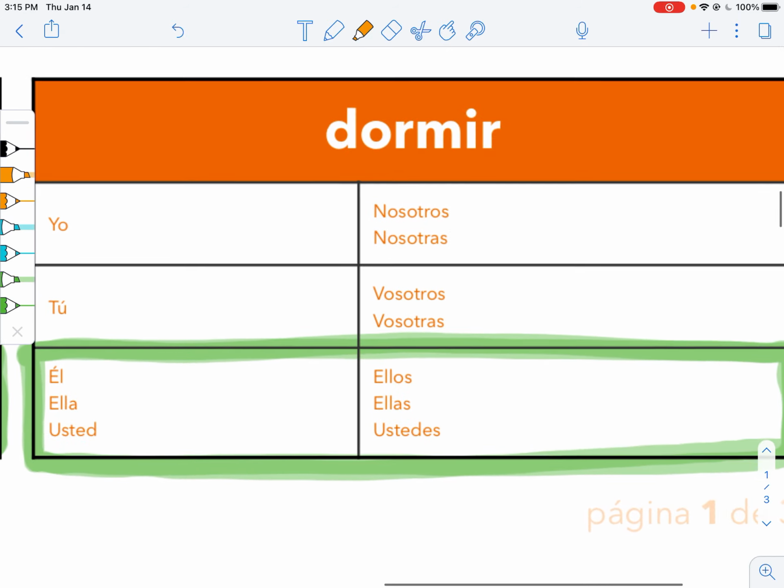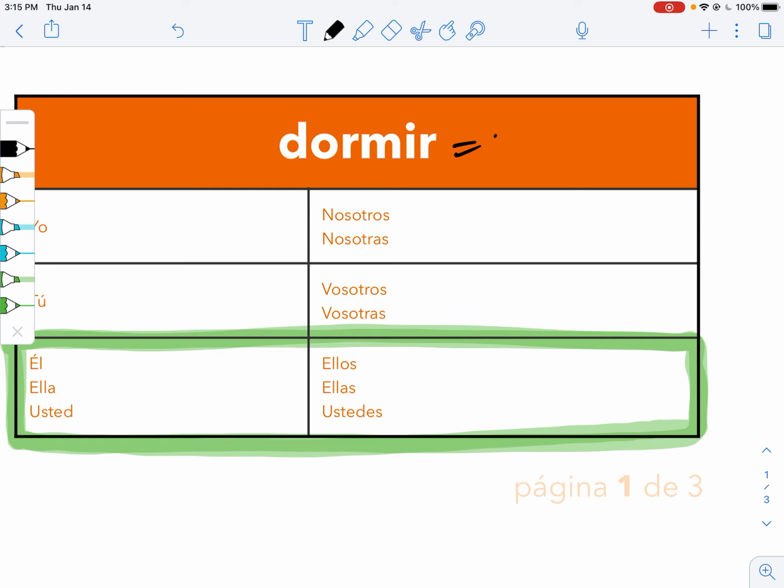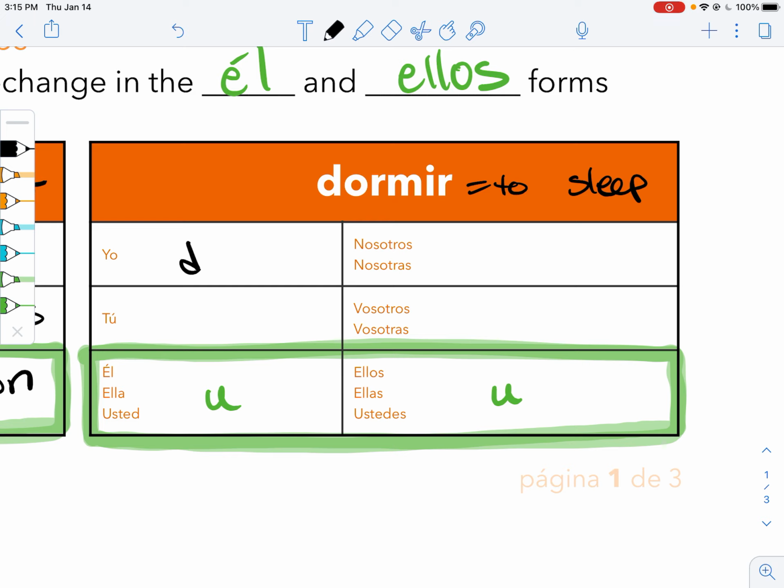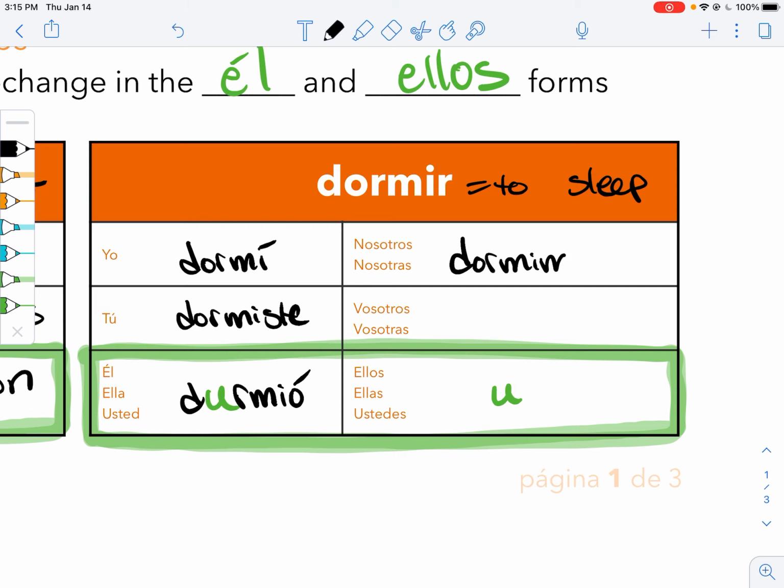Okay. Dormir means to sleep. Since it is normally a UE stem changer, it's going to change to just a U in the él and ellos form, giving us dormí, dormiste, durmió, or he slept. We slept, dormimos. Y'all slept, dormistes. And they slept, durmieron.